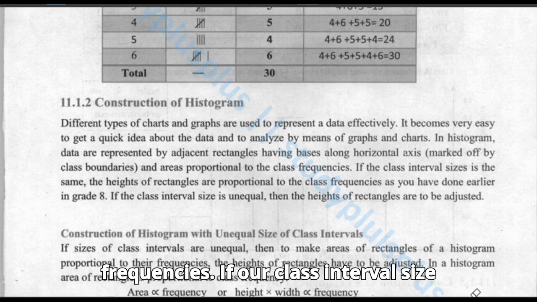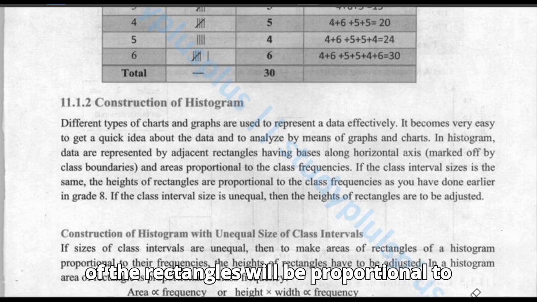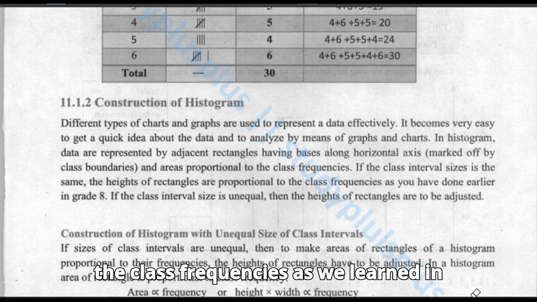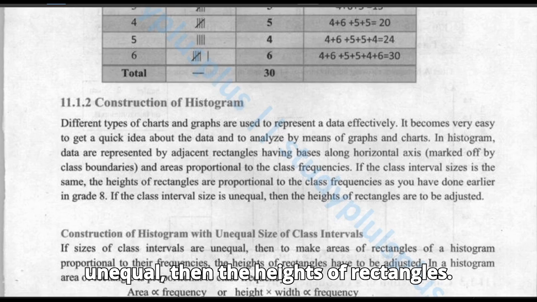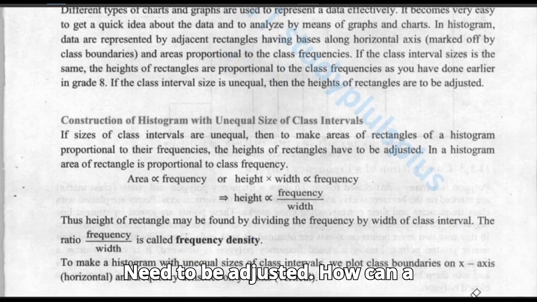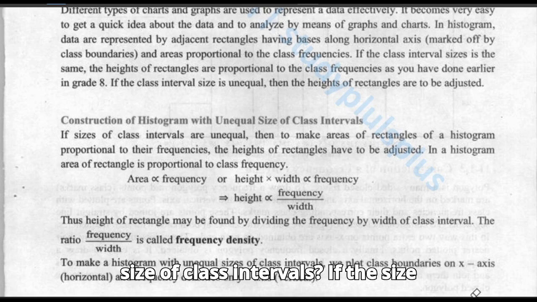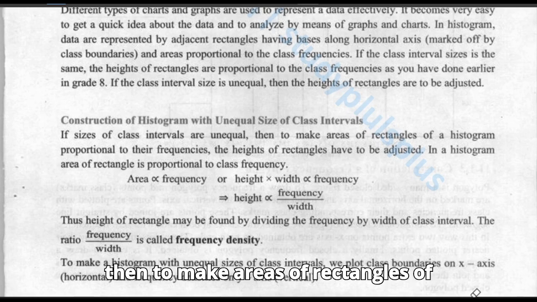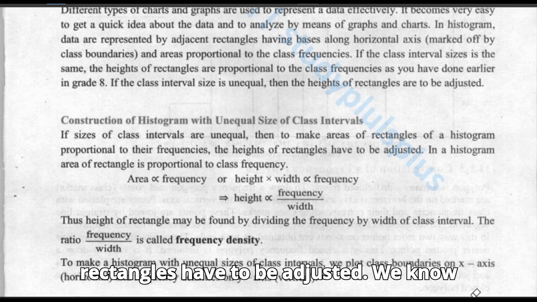If our class interval size is the same, then the heights of the rectangles will be proportional to the class frequencies, as we learned in grade 8. If our class interval size is unequal, then the heights of rectangles need to be adjusted. How can a histogram be constructed with unequal size of class intervals? If the size of class intervals, or h, is unequal, then to make the areas of the rectangles of a histogram proportional to their frequencies, the heights of the rectangles have to be adjusted.